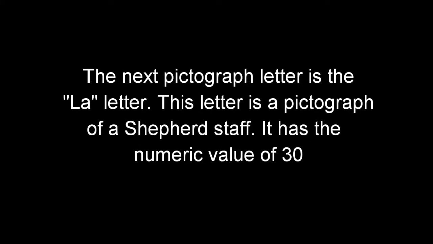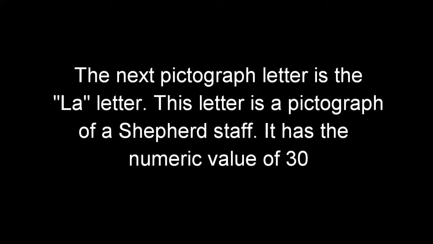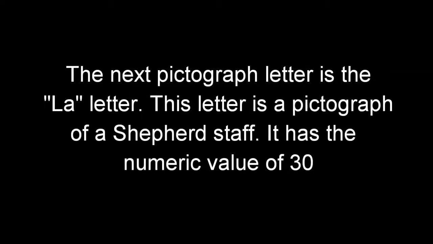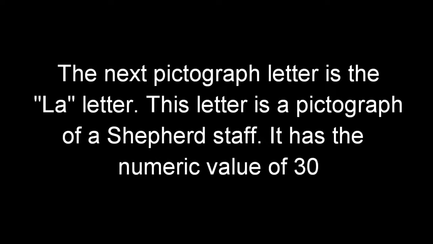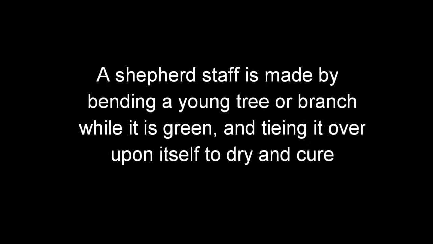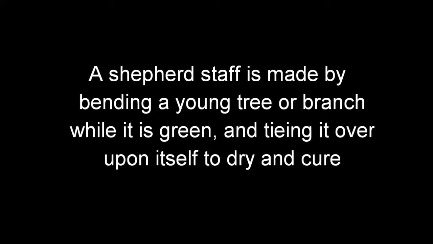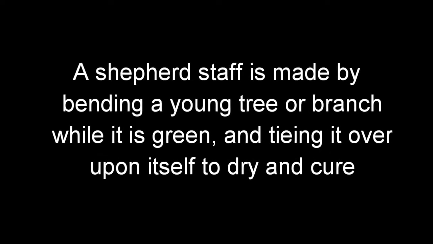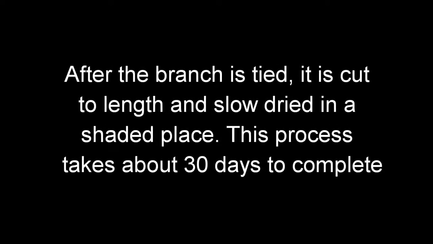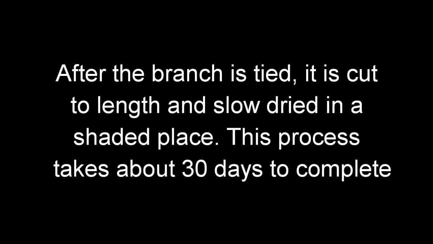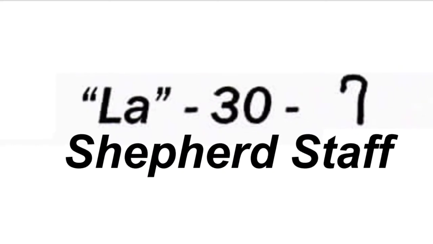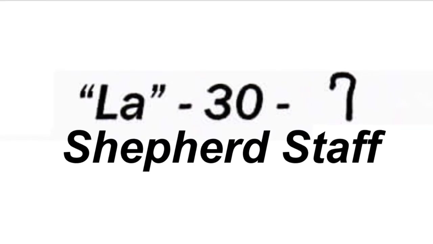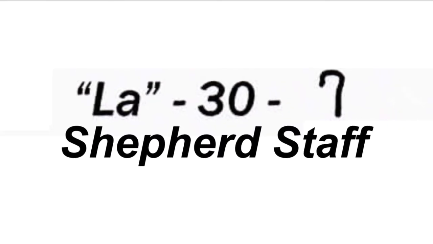The next pictograph letter is the La letter. This letter is a pictograph of a shepherd's staff. It has the numeric value of 30. A shepherd's staff is made by bending a young tree or branch while it is green, and tying it over upon itself to dry and cure. After the branch is tied, it is cut to length and slow-dried in a shaded place. This process takes about 30 days to complete. Here is a picture of the La pictograph letter, and its numeric value and sound.